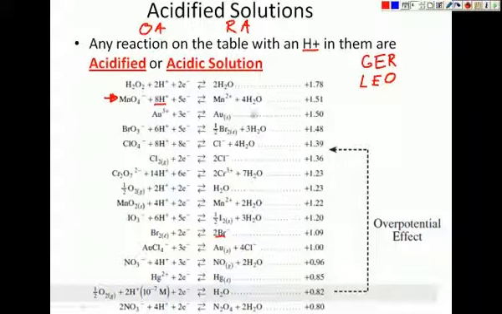Now we can see many things that are acidified, or need to have an acid in order to happen. So this also needs an acid to happen. All these ones that I'm underlining right here need acids to happen, and there are many on that table. These reactions will not occur unless you have an acid present in the solution with it, and so we call them acidified solutions.